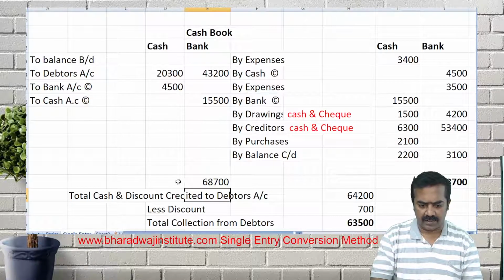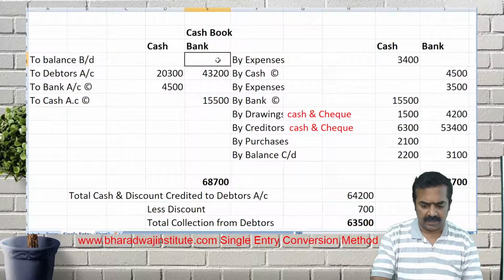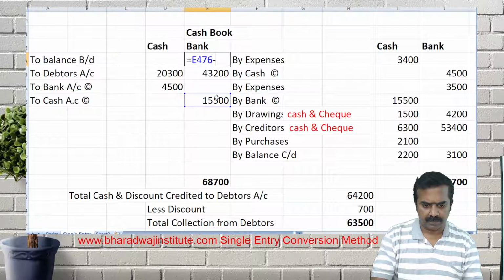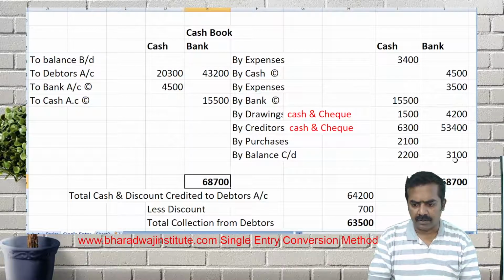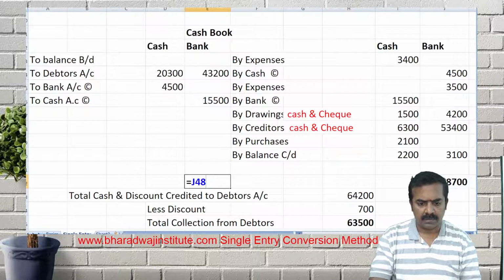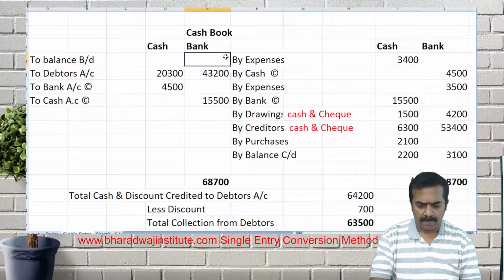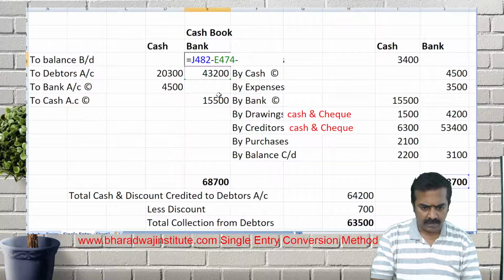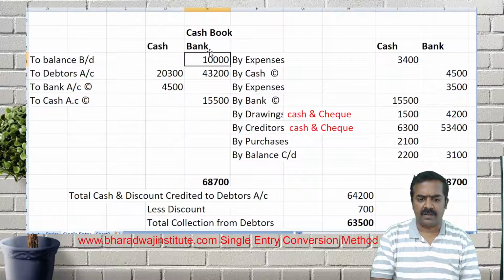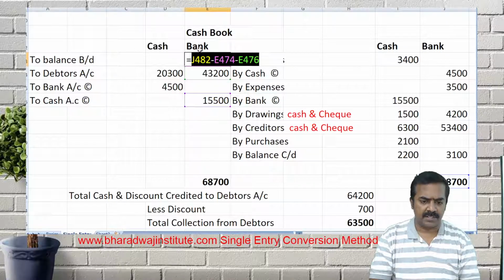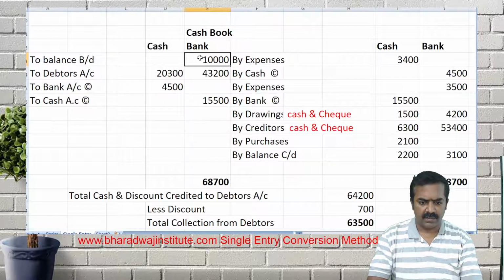Take the 68,700. Opening balance 10,000. 68,700 minus, what is the balancing figure we get? 10,000 we get this as a balancing figure. This is a balancing figure for us. What is the balance? 10,000.